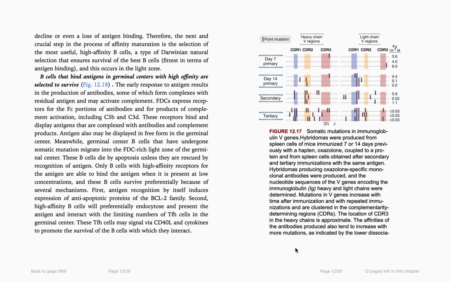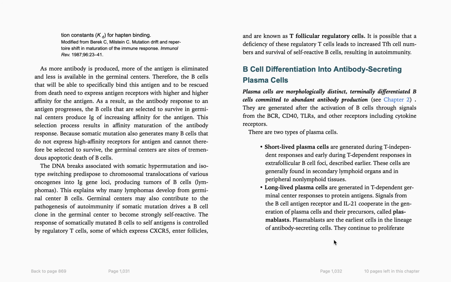The affinity of the antibody produced also tends to increase with more mutations, as indicated by the lower dissociation constant for hapten binding. So we say as more antibody is produced, more of the antigen is eliminated and less is available in the germinal center. Therefore, B cells that will be able to specifically bind to this antigen and be rescued from death need to express antigen receptors with higher and higher affinity for the antigen.